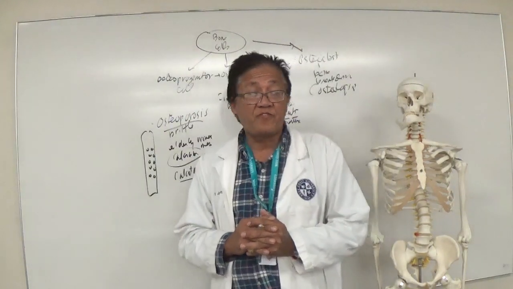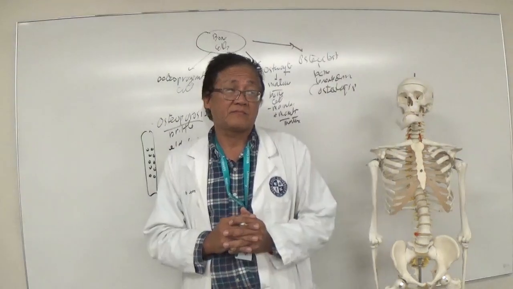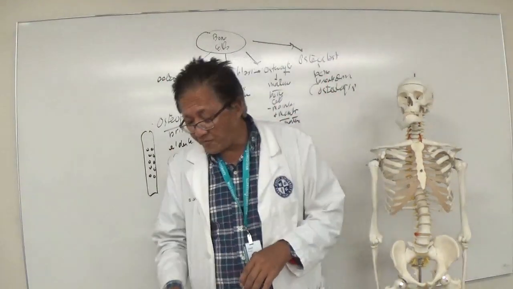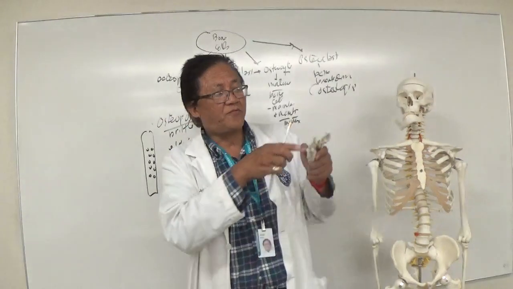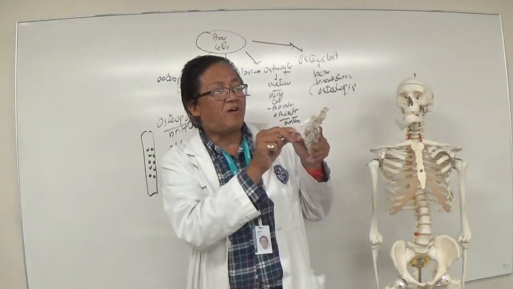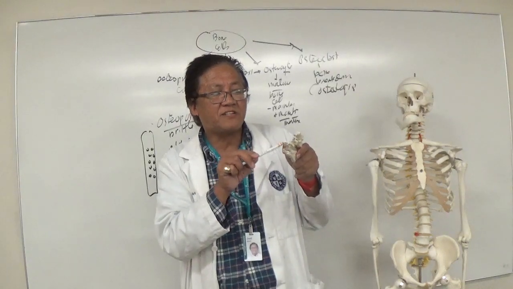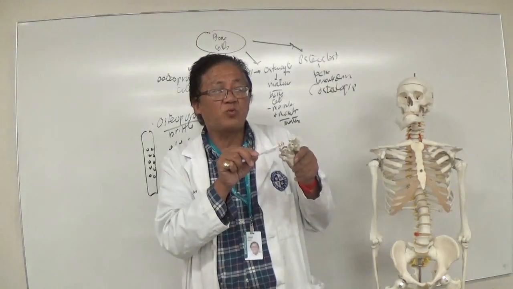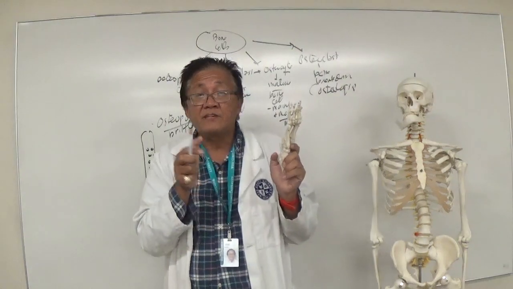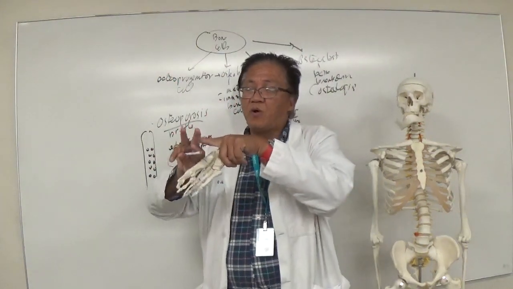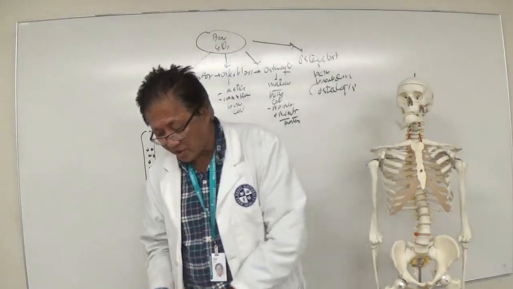What about the number of phalanges? The same. 14 in the fingers. And then how many in the foot? 14. We also have 14. Second, third, fourth, fifth toe: proximal, middle, distal, times four. 4 times 3 is 12, plus 2 for the big toe, that's 14. It's like the thumb: 1, 2. The rest: 1, 2, 3. Do you understand?